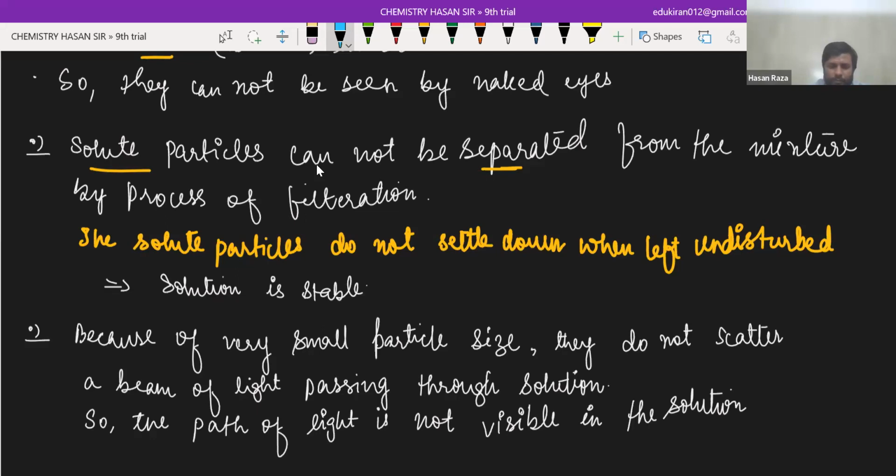Also, to scatter the beam of light, there is a minimum size. If you pass a beam of light through a solution, it will not scatter the beam of light because of its small size, and hence the path of light is not visible in the solution. Is that clear? There are other types like suspension and colloidal solution. They will scatter a beam of light. Is that clear? Yes, sir.